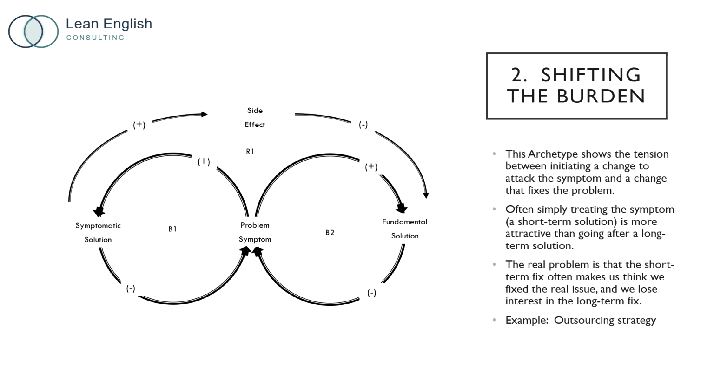If we follow arrows on the B1 loop, we see that the symptomatic solution creates a side effect that reduces the impact of a fundamental solution. This type of short-term thinking is anathema to creating a sustainable strategy.